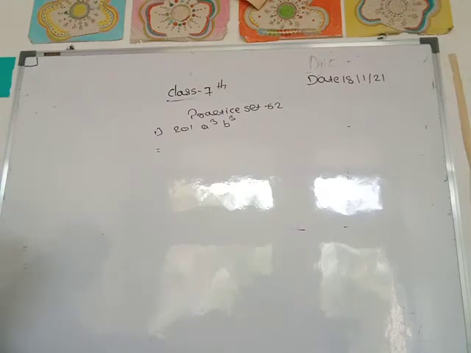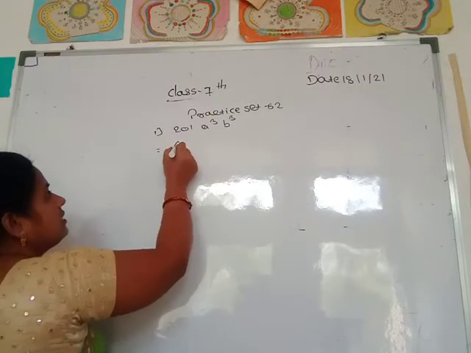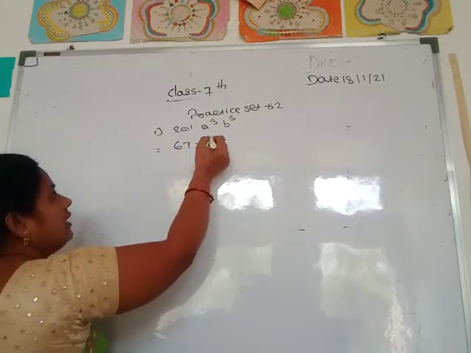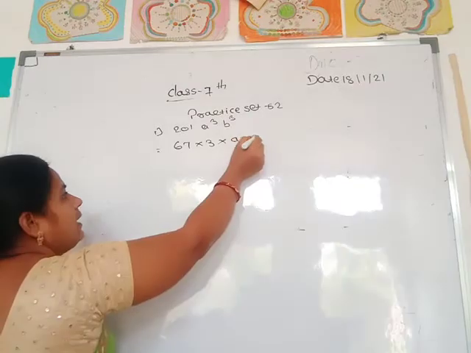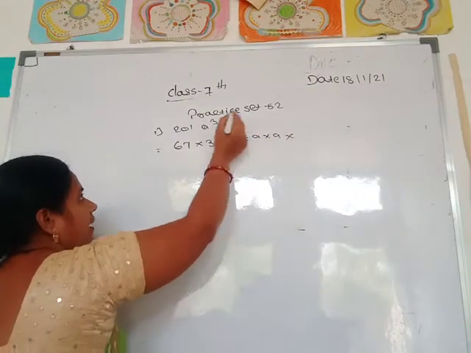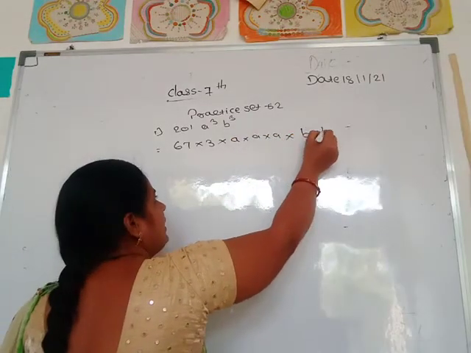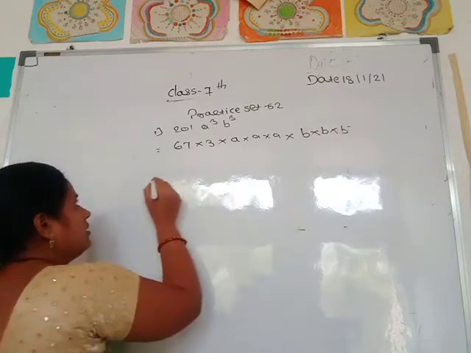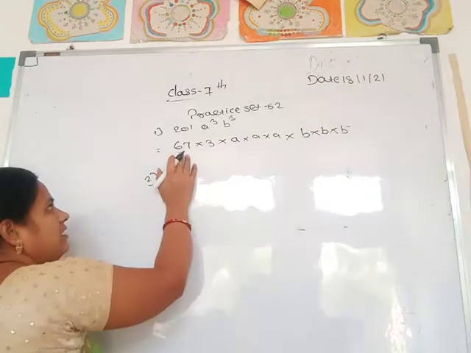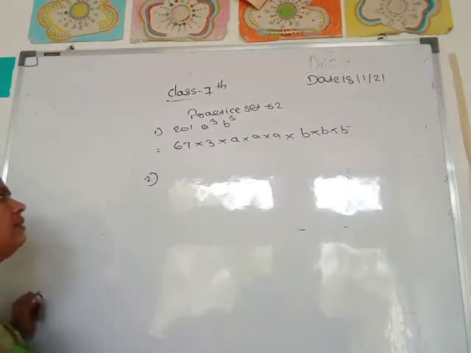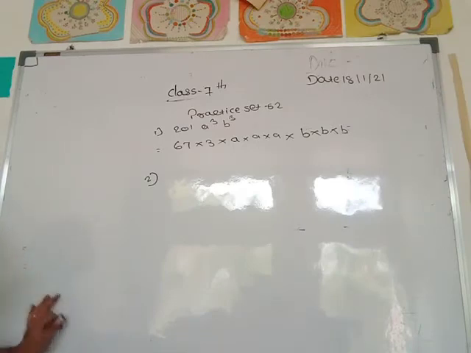201, the unit place is 1, so divide by 3: 67 into 3. Then a cube means a multiplied 3 times and b cube means b multiplied 3 times. 67 is a prime number. Then the answer is 67 into 3 into a into a into a into b into b into b.